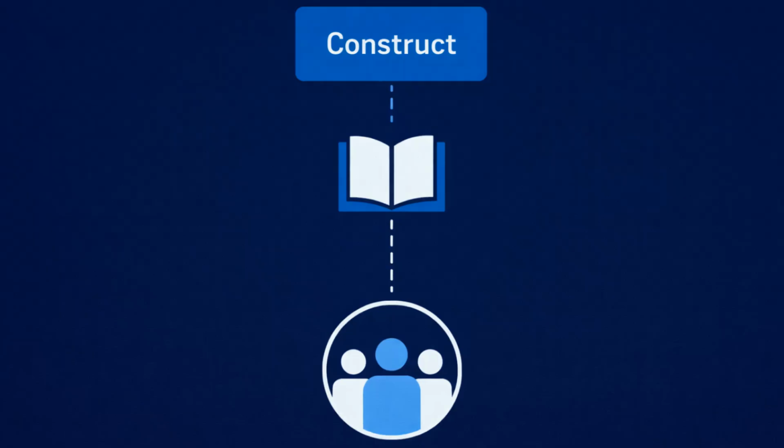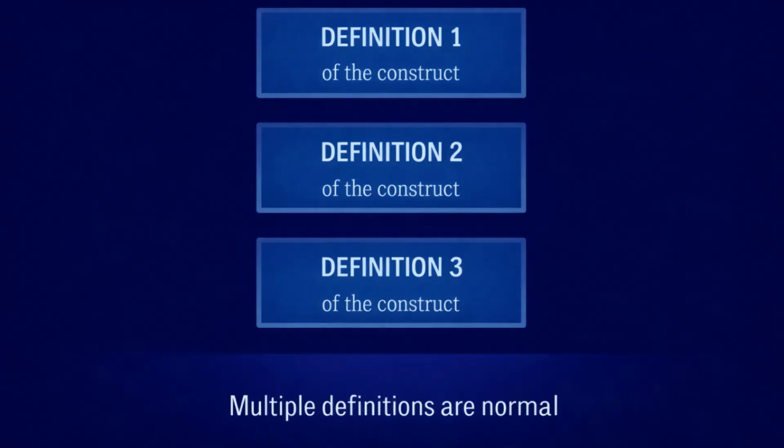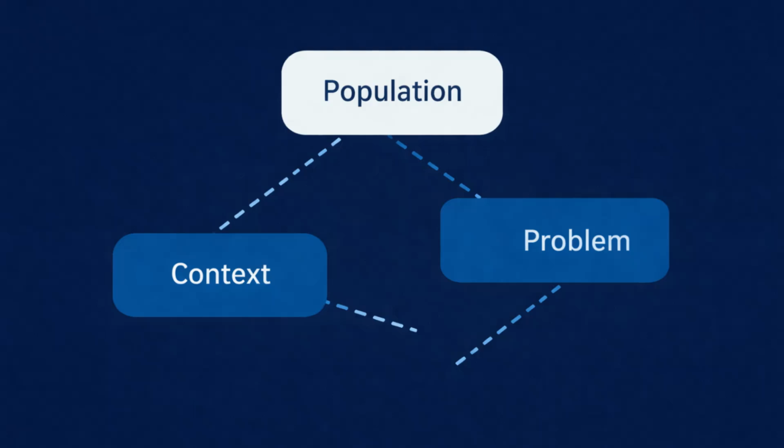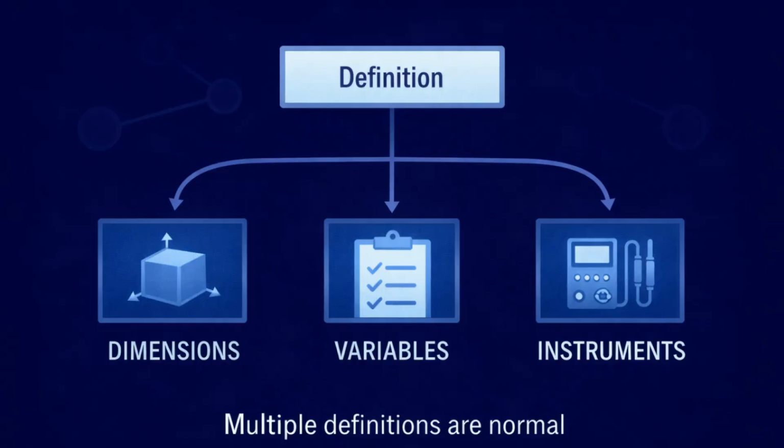It is also normal to find more than one definition of the same construct in the literature. Multiple definitions do not mean you chose the wrong construct. They usually mean the construct is important enough that scholars have approached it from different perspectives. Your task is not to resolve that disagreement. Your task is to choose a definition intentionally and explain why it fits your study. You might select a definition because it aligns with your population, your context, your research problem, or the outcomes you are trying to understand. This choice matters more than it often appears.